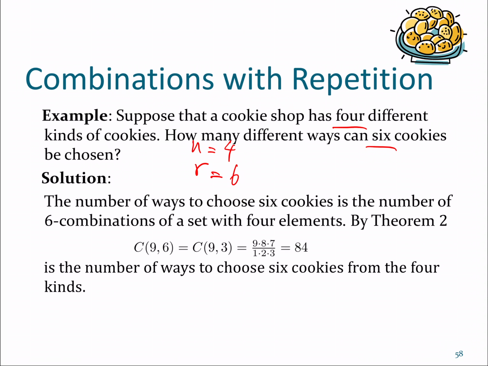Then you can use the formula. That will equal C(n plus r minus 1, r), which is equal to C(4 plus 6 minus 1, 6), which is equal to C(9, 6). This is the answer.